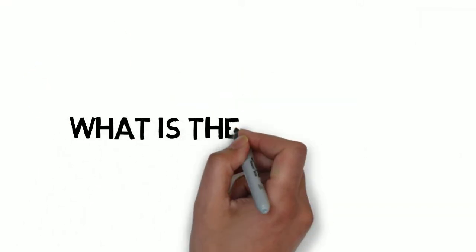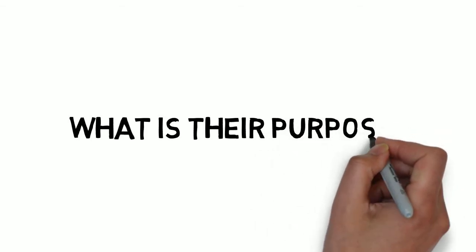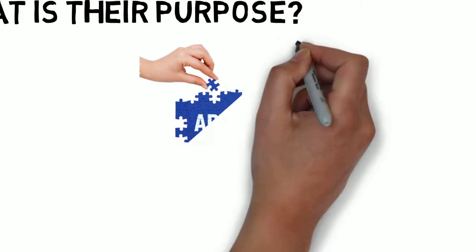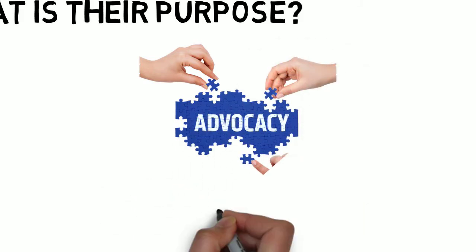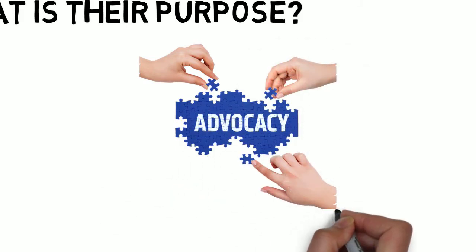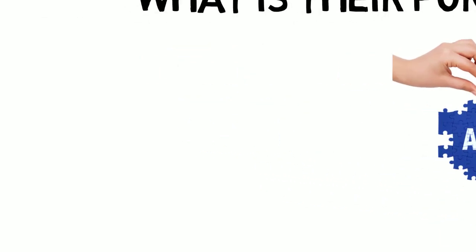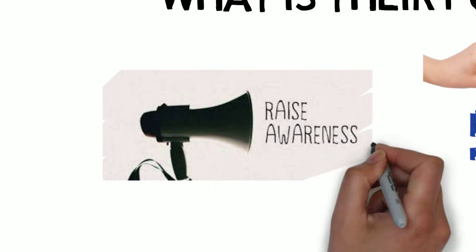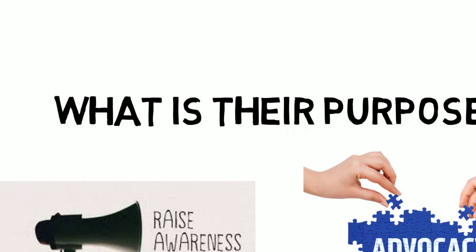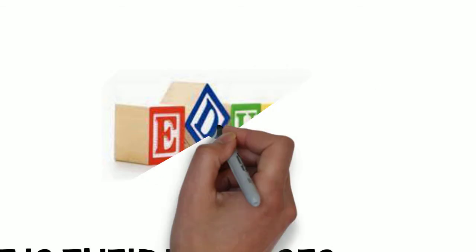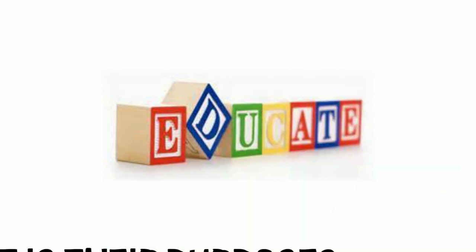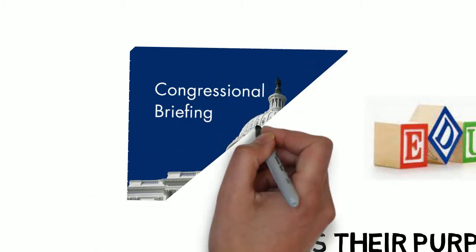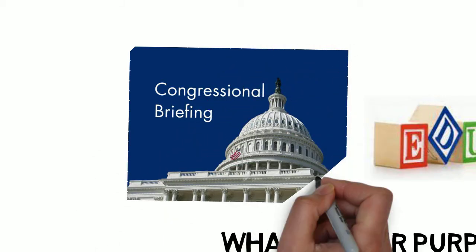What is their purpose? Although a caucus cannot draft legislation and cannot pass bills, they can be very influential and important groups. Some of the main roles of the caucus can be to share information, affect public policy through advocacy efforts, advance legislative priorities, and educate their colleagues on a specific issue. A caucus can help spread and create awareness of issues to other members through congressional briefings, dear colleague letters, and non-legislative hearings.